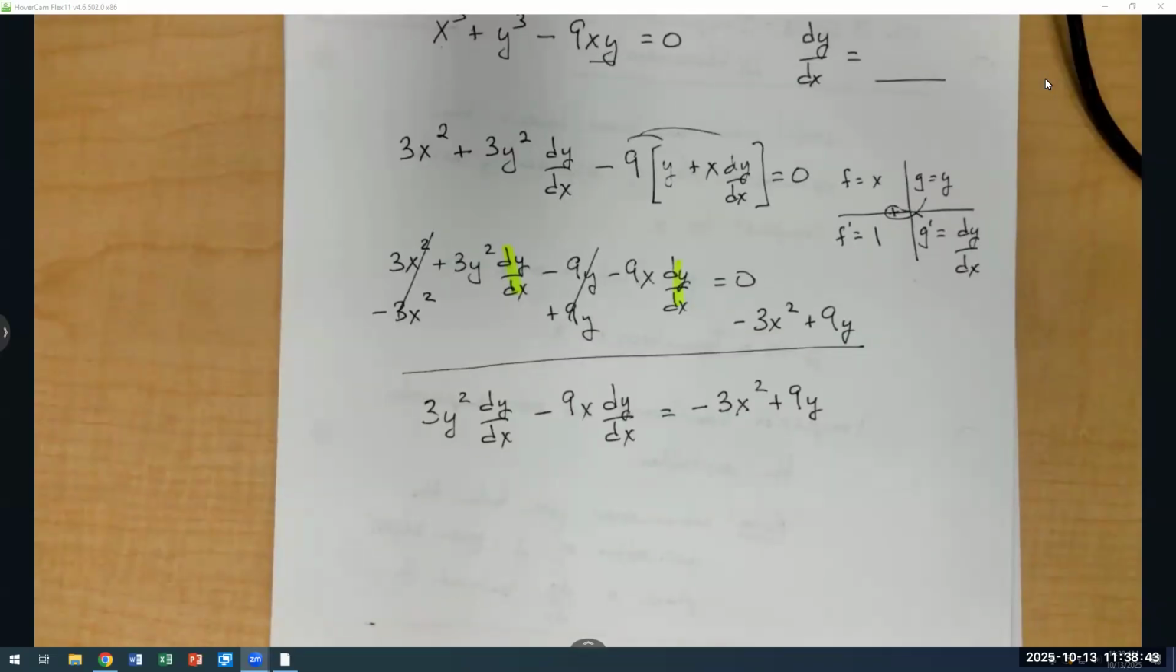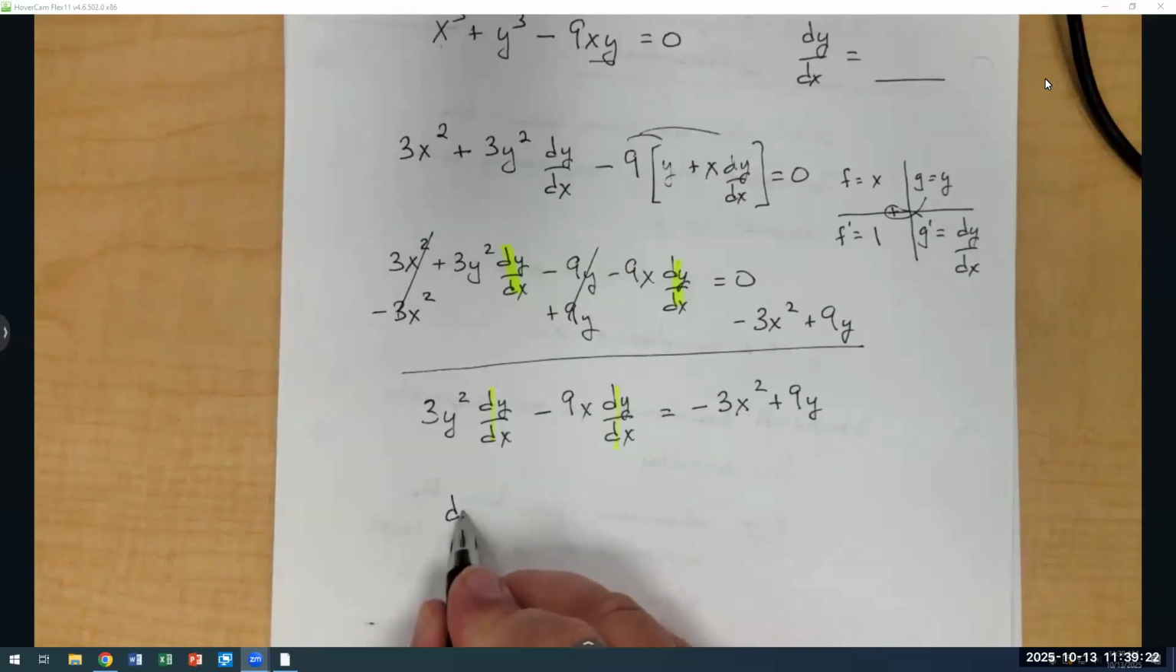Okay. We have all the dy/dx's on one side, non-dy/dx's on the other side. Remember, we're still trying to solve for dy/dx. We want dy/dx by itself on one side. How do we do that? You factor it out from the left side? Right, algebra, just factor it out. They both have dy/dx.